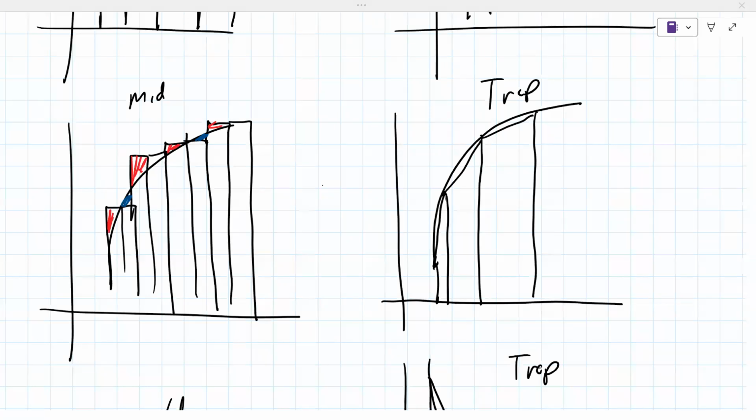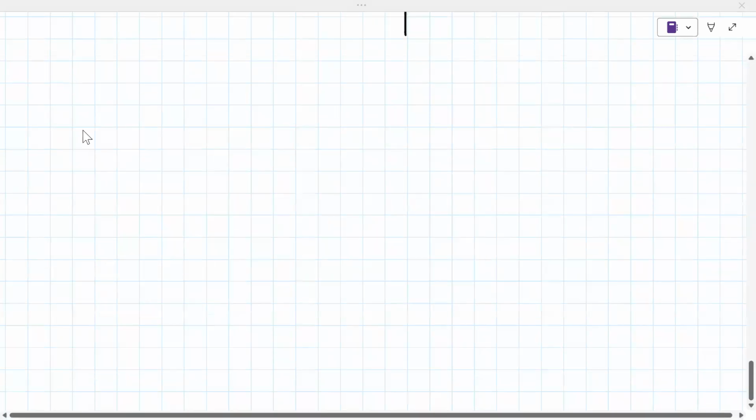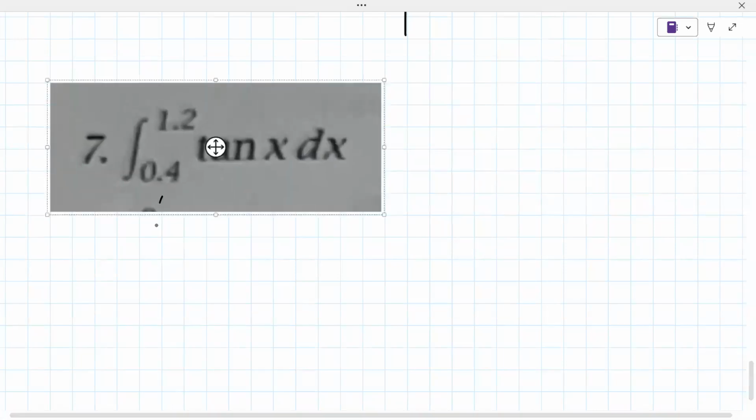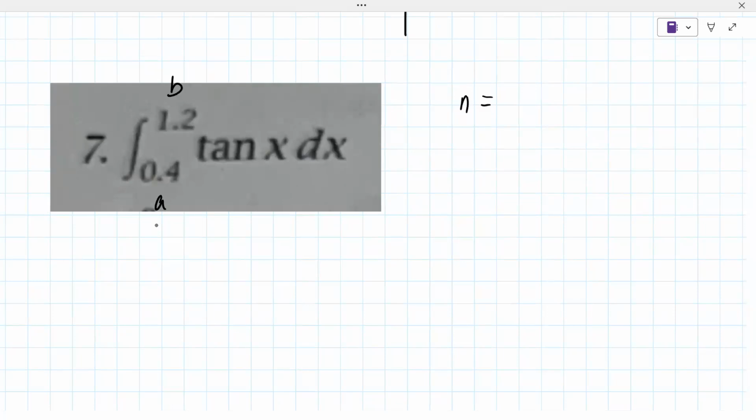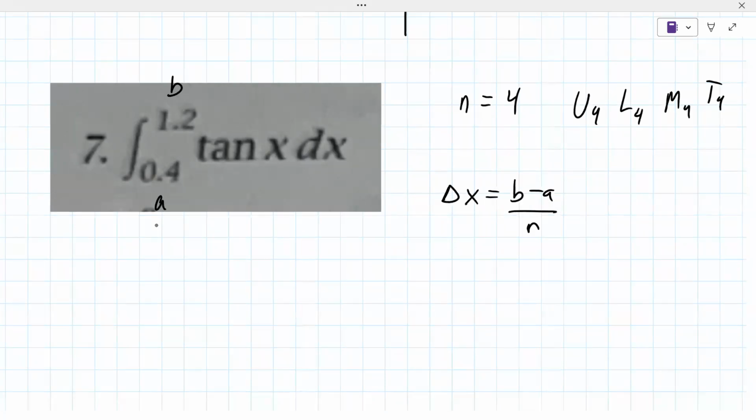Okay, so here's what they have to tell you. They have to tell you the endpoints, A and B, which they have done. They also have to tell you the number of intervals. If you notice, it says U4, L4, M4, E4. That means n is 4. So n equals 4. The first thing is to calculate delta x. I'm saying delta x is b minus a over n, right? Yep. Okay. 1.2.